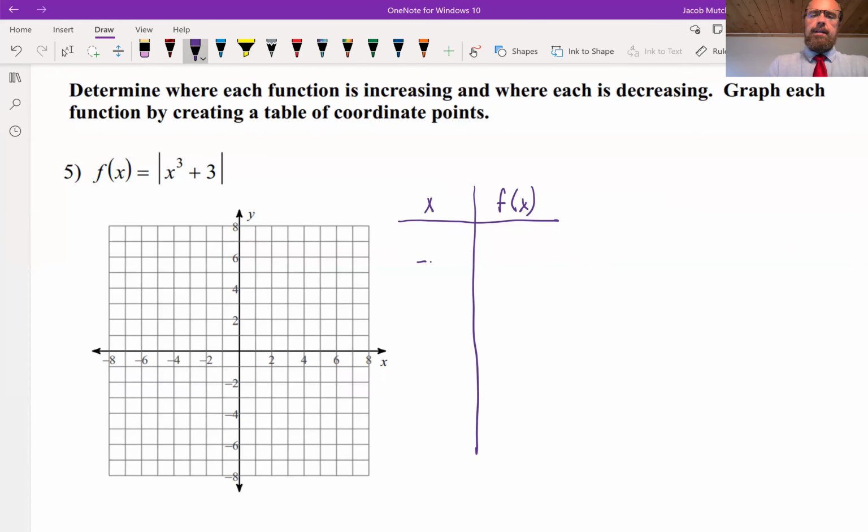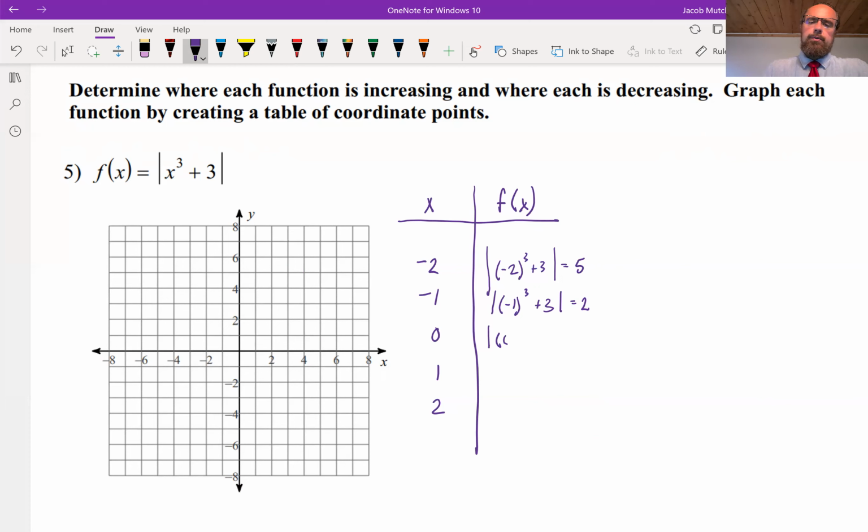And again, we'll just set negative 2 through positive 2 since we don't know much about the function. And we'll just plug these in. So I do have the absolute value bars, negative 2 cubed plus 3. So negative 2 cubed, that's negative 8, plus 3 is negative 5, which within absolute value is going to exit as positive. So negative 2 is at positive 5. Negative 1 cubed plus 3. So that's going to have a total value of 2.